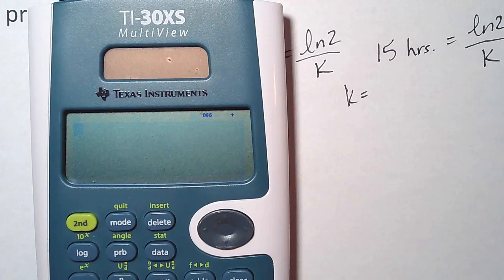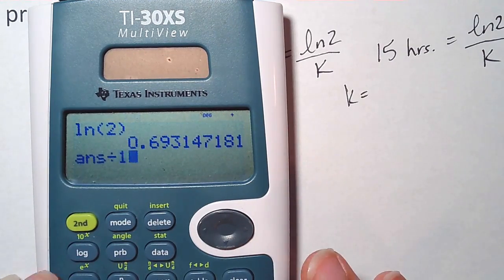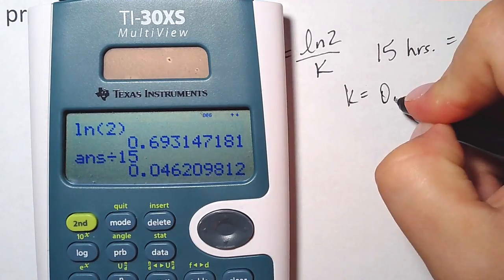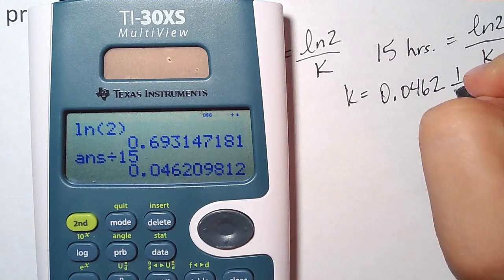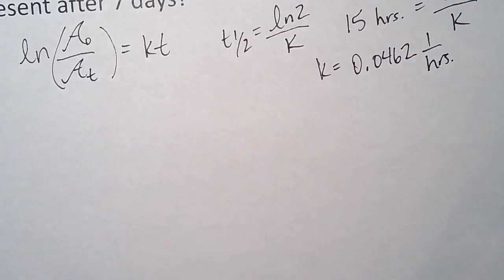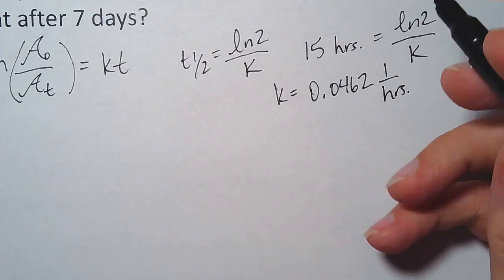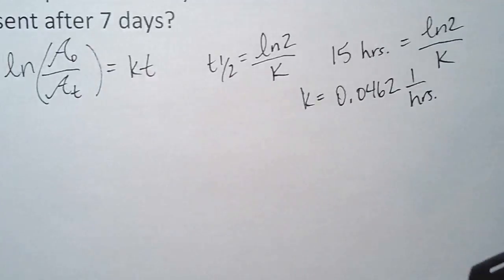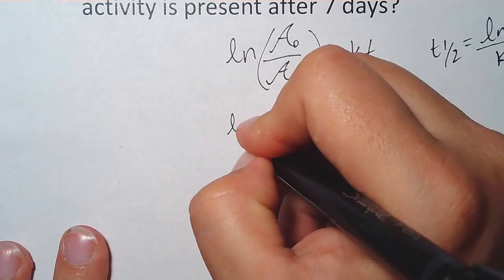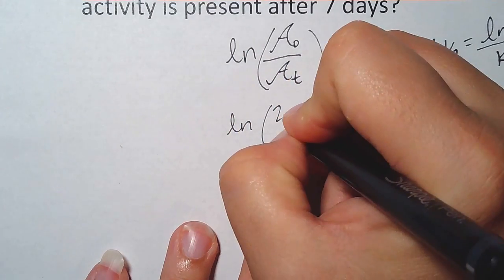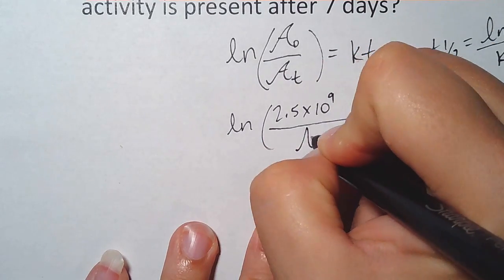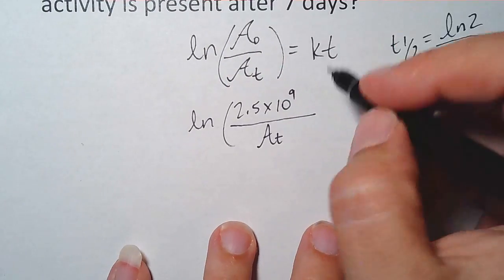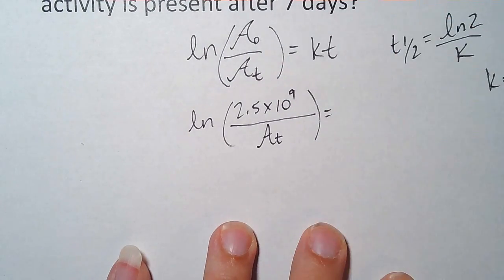So we have ln of 2 divided by 15. Our K is 0.0462. And this would be 1 over hours because I used the half-life in hours. Alright, so now let's fill in what we have. ln 2.5 times 10 to the 9th disintegrations per second over what we don't have, or how much we want, equals, here's our K value.